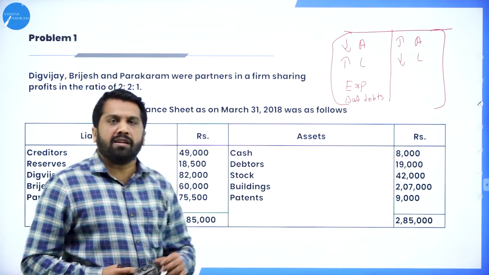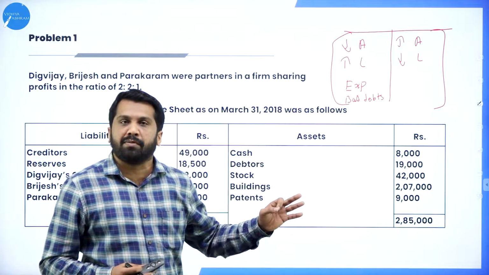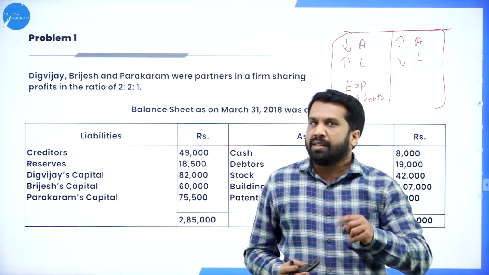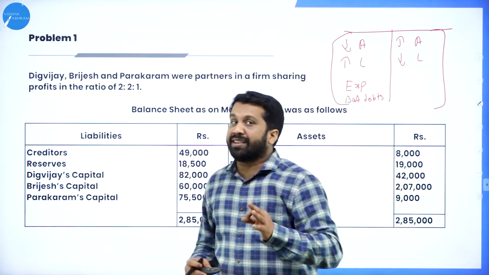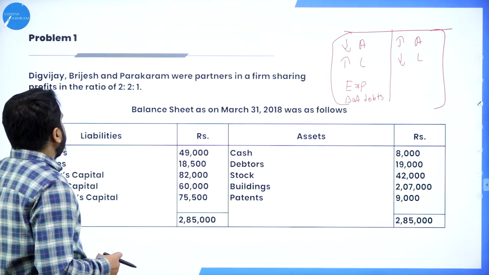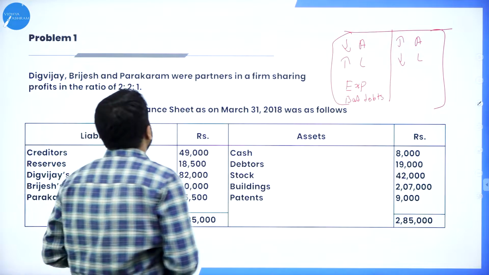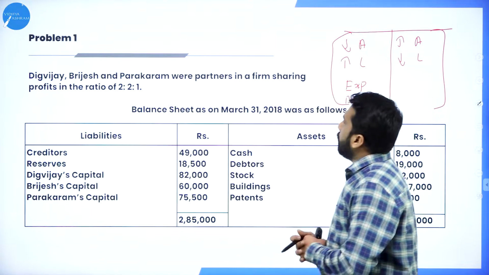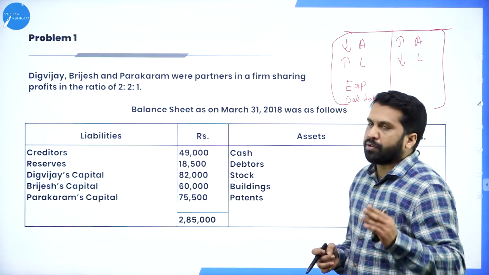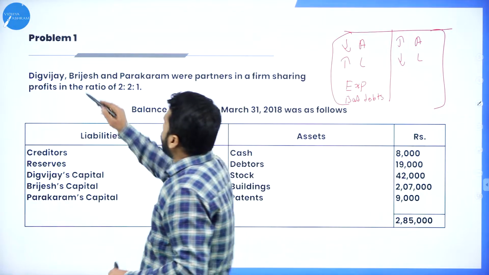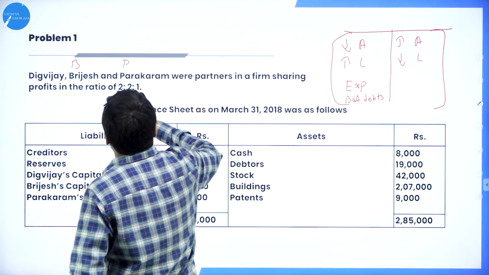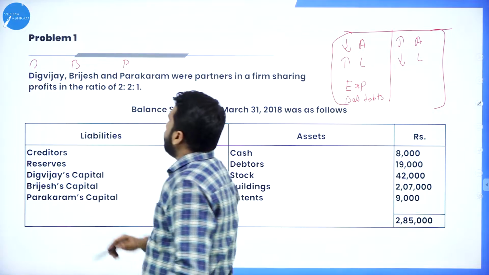Now, after revaluation, the next procedure will be what? Partners capital. Once you're done with partners capital, the final step will be what? Revised balance sheet. Now, we'll go for the problem: Digvijay, Brijesh and Parakaram were partners in a firm sharing profit and losses in the ratio of 2:2:1. Just assume that we have D, B, P.